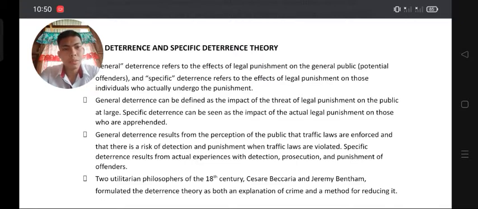General deterrence results from the perception of the public that traffic laws are enforced and that there is a risk of detention and punishment when the traffic laws are violated. Specific deterrence results from actual experiences with detention, prosecution, and punishment of the offenders. Two utilitarian philosophers of the 18th century, Cesare Beccaria and Jeremy Bentham, formulated the deterrence theory as both an explanation of crimes and the methods of enforcing it.